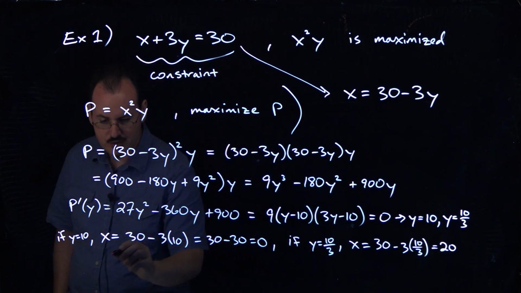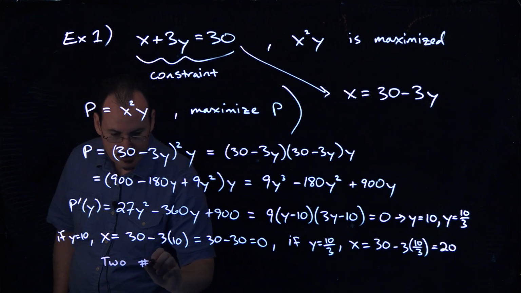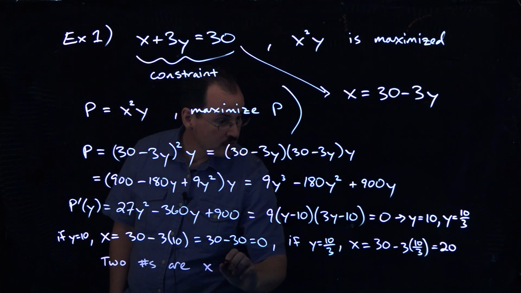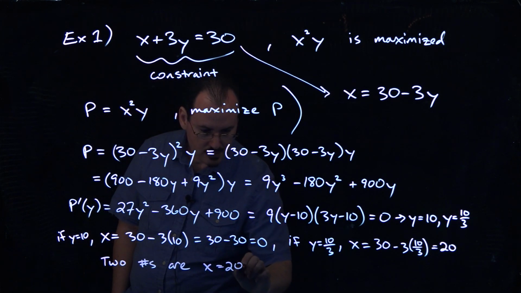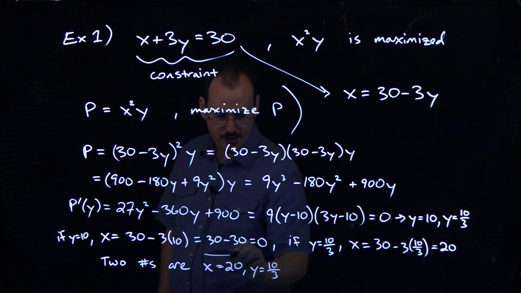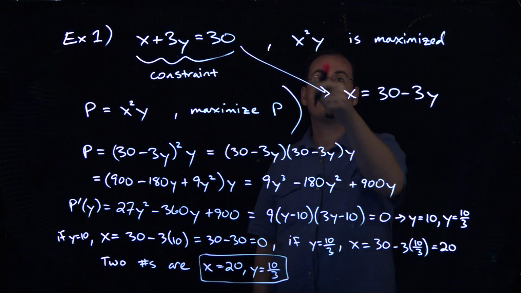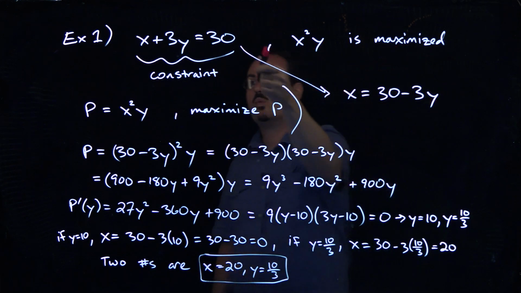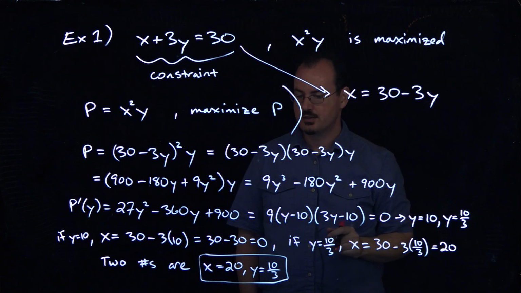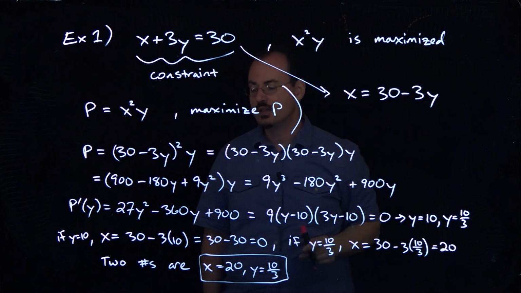The two non-negative numbers that we want then are x equals 20 and y is equal to 10/3. Okay, so that's our answer for this problem. Two numbers that when multiplied together give us the largest possible value, the maximum value, with this particular constraint, provided that x plus 3y is equal to 30. So with that constraint, these two numbers are going to give us the maximum value when we plug them into there. Okay?